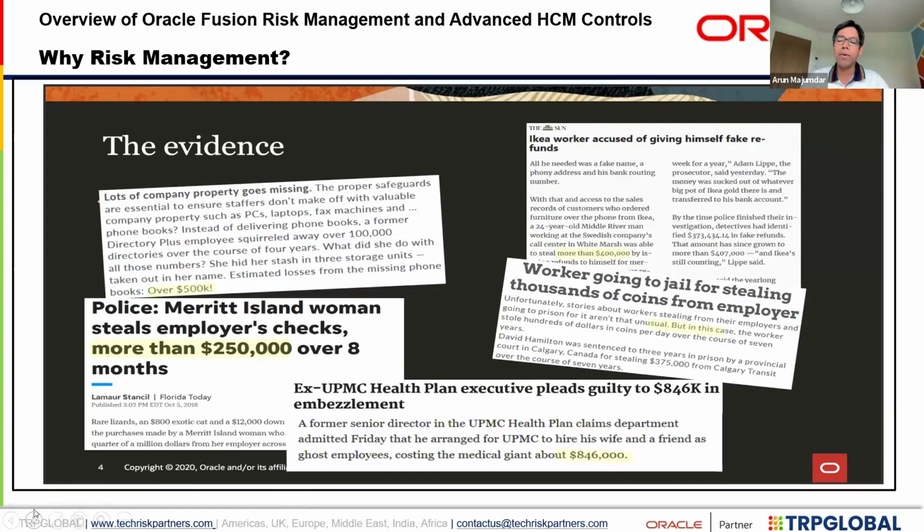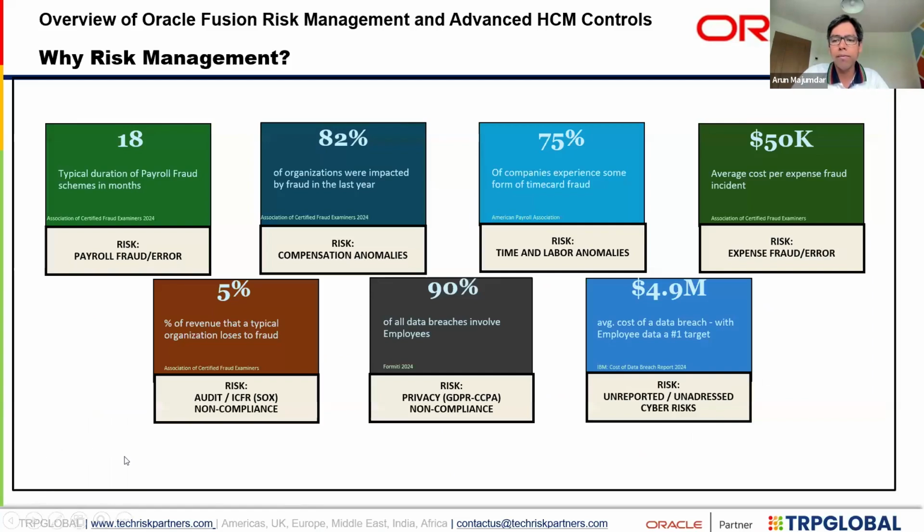On the next slide, we brought some KPIs and industry numbers around the drivers for risk management. Some of the figures are even surprising to me. If you see the last one, the average cost of a data breach is around $5 million, and this comes from an IBM review. Also, a typical organization loses 5% of its revenue to fraud, and that comes from ACFE, the Association of Certified Fraud Examiners. Some of these are drivers for considering effective risk management.